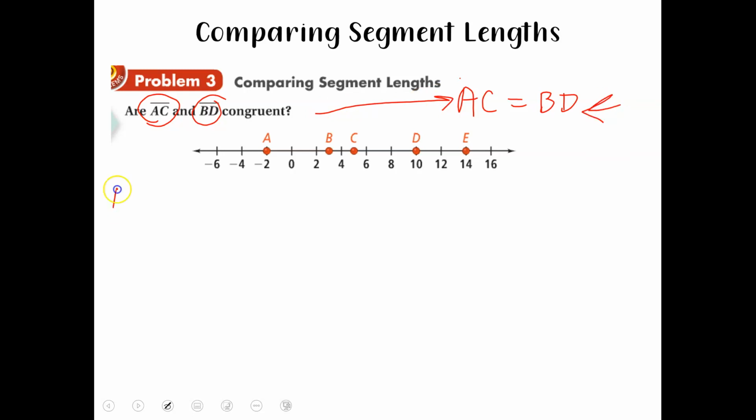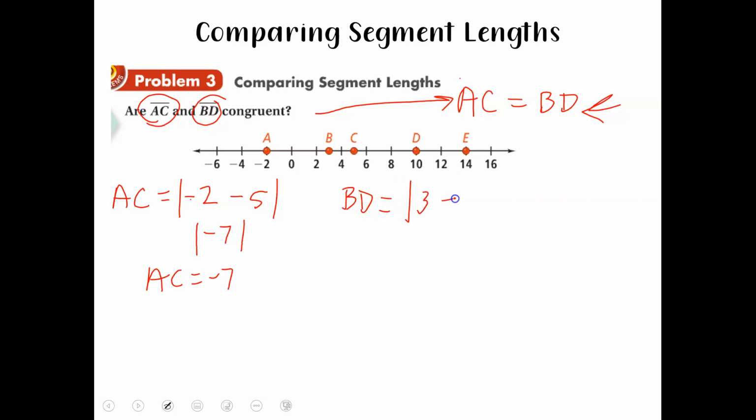So AC, like we did in the previous problem, to find the length of AC, I would subtract -2 minus wherever C is, and it's between 4 and 6, so that's -5. -2 minus -5 is -7. Absolute value of that, so AC equals 7. BD, B is at 3 minus D is at 10. That's -7, so the absolute value of -7 is 7. BD equals 7. Oops, did I say -7? I meant 7.